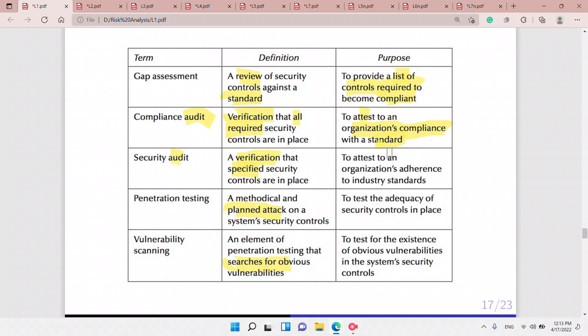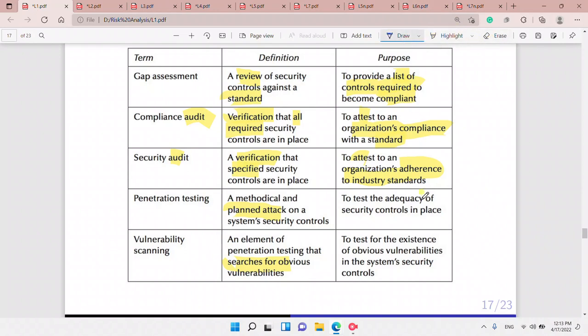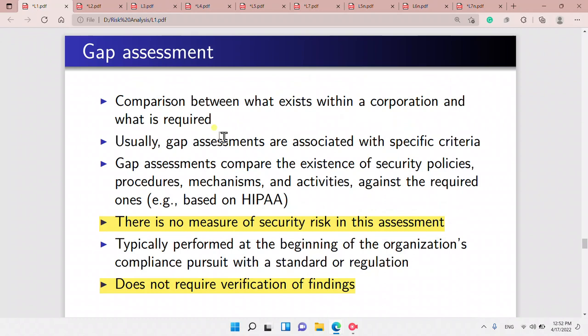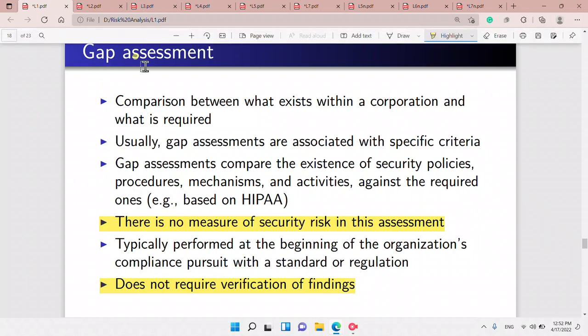In the audit we have a test, and the audit here we have a test again: an organization's adherence to industry standards. So this one is more specific. We can see we have industry standards here, while here just a standard. Penetration testing is to test the adequacy of security controls in place, or test for the existence of obvious vulnerabilities in the system's security controls.